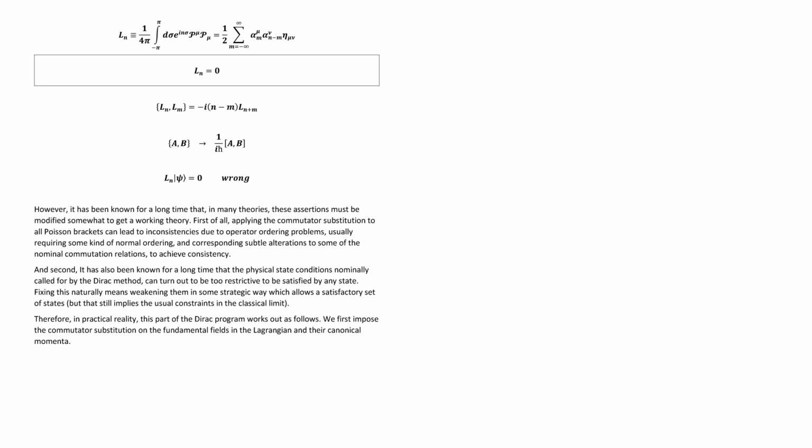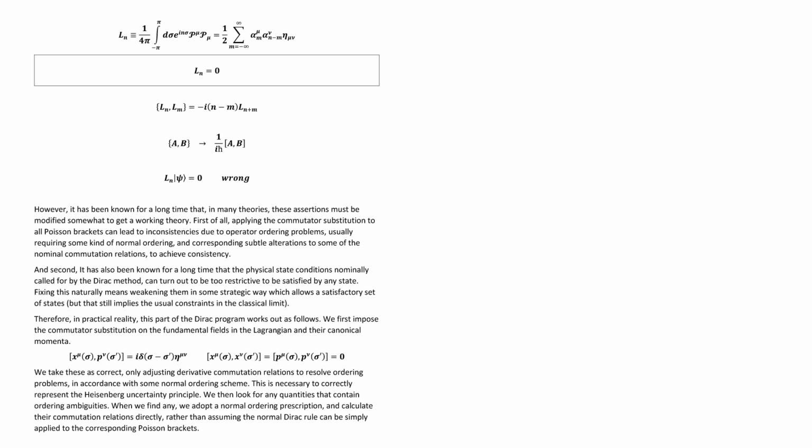We first impose the commutator substitution on the fundamental fields in the Lagrangian and their canonical momentum, so in our case these. We take these as correct, only adjusting derivative commutation relations to resolve ordering problems in accordance with some normal ordering scheme. This is necessary to correctly represent the Heisenberg uncertainty principle.